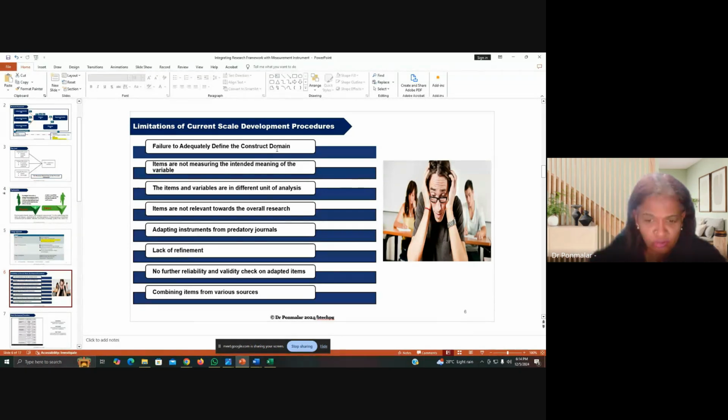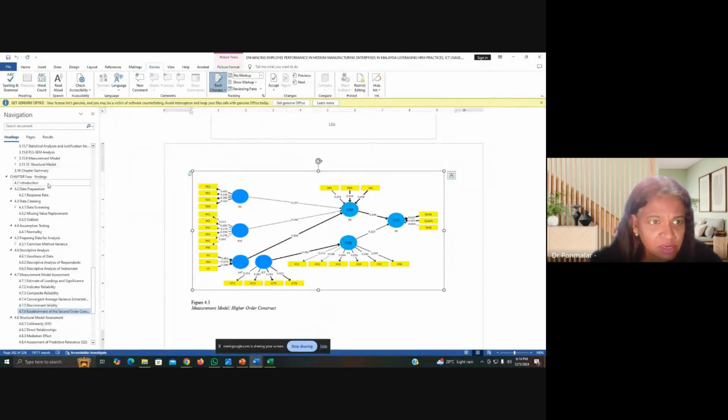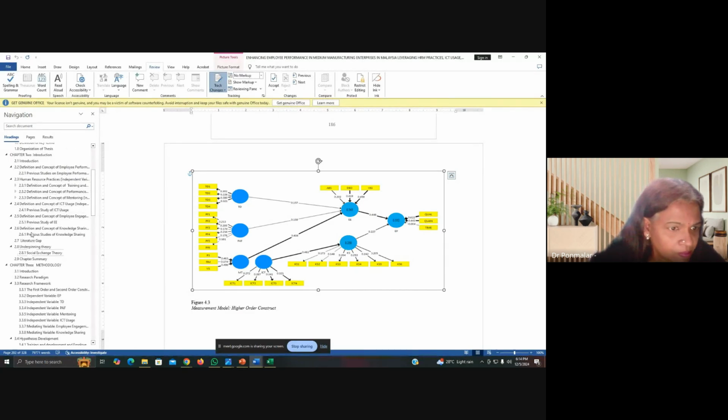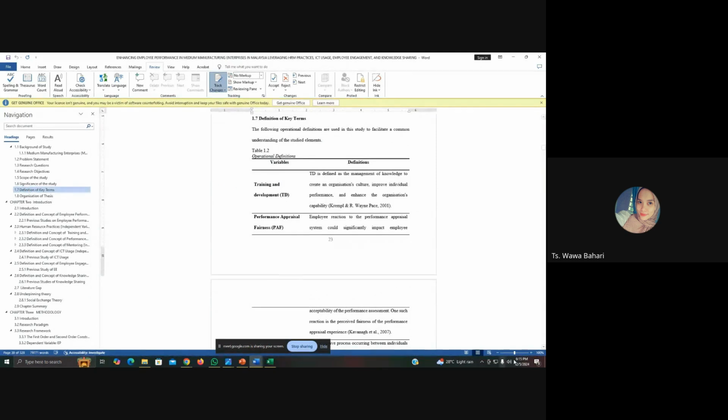Okay, I'll just show you from my thesis. Can you see my thesis? Pak Ge? Yes. The second, Doktor. Apa ni? Okay.